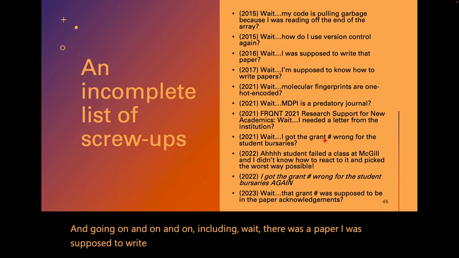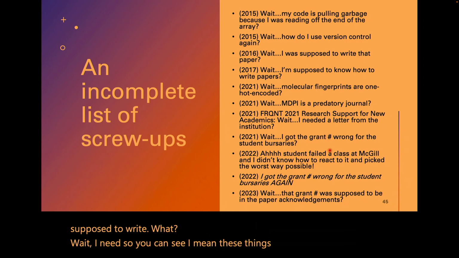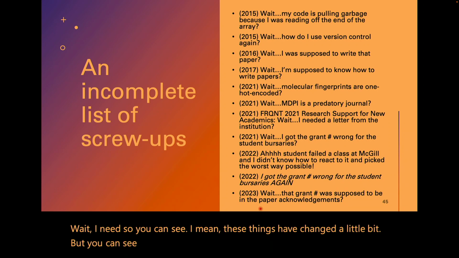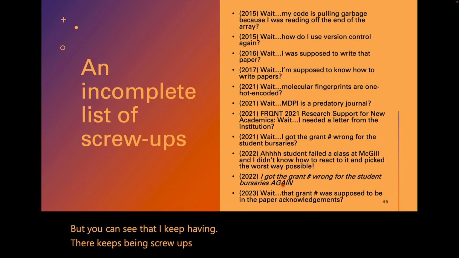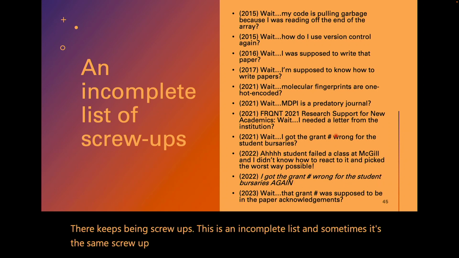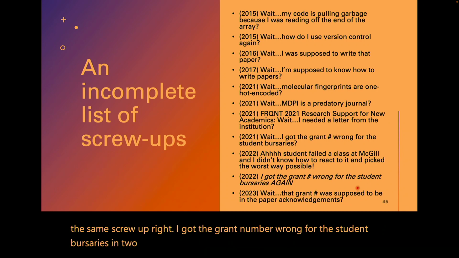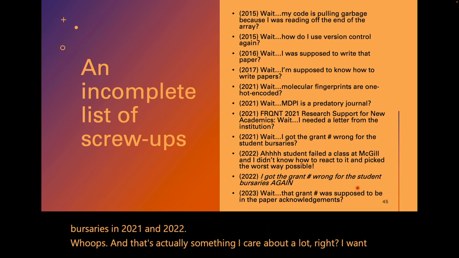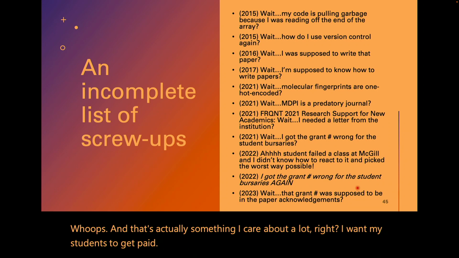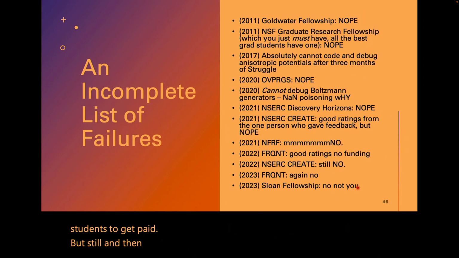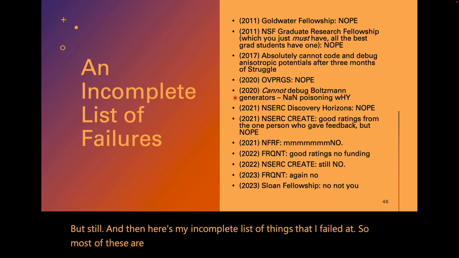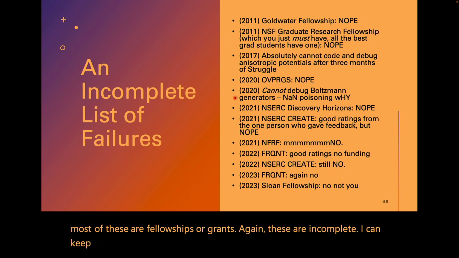And going on and on, including, oh wait, there was a paper I was supposed to write? You can see that these things have changed a little bit, but there keep being screw-ups. This is an incomplete list, and sometimes it's the same screw-up, right? I got the grant number wrong for the student bursaries in 2021 and 2022. Whoops. And that's actually something I care about a lot, right? I want my students to get paid, but still. And then here's my incomplete list of things that I failed at. Most of these are fellowships or grants. Again, these are incomplete. I can keep adding to them ad infinitum.